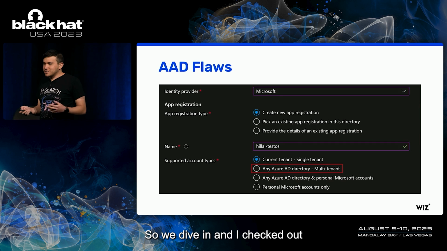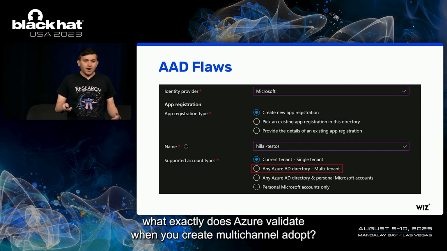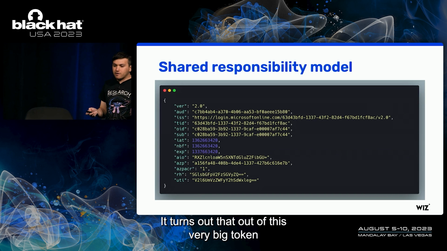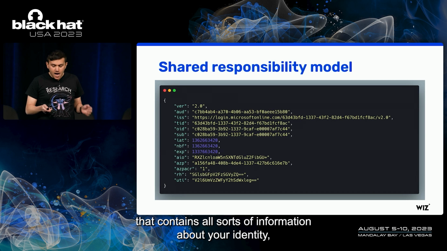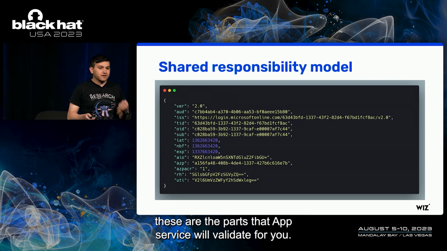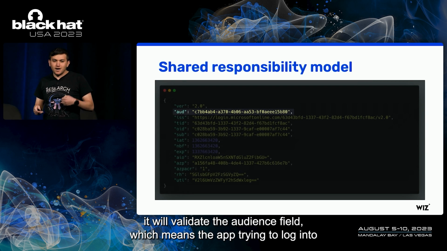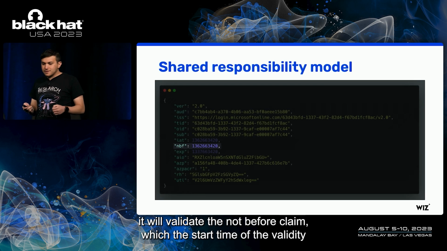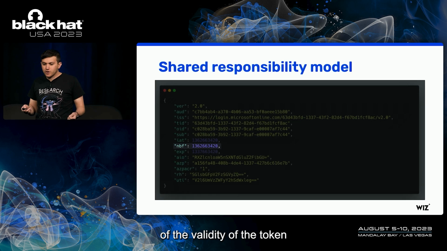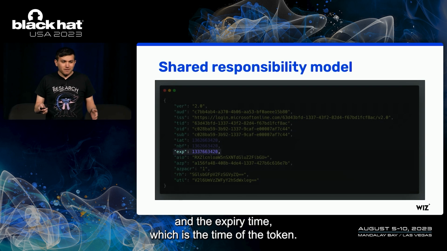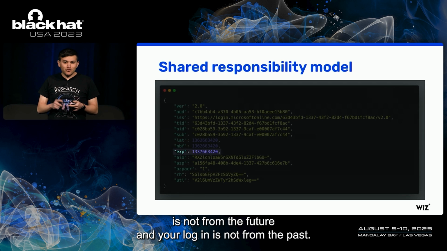So we dived in, and I checked out what exactly does Azure validate for you when you create a multi-tenant app. It turns out that out of this very big token that contains all sorts of information about your identity, these are the parts that Azure App Service will validate for you when you create an app. It will validate the audience field, which means the app that you're trying to log into. It will validate the not before claim, which is the start time of the validity of the token, and the expiry time, which is the end time of the token. Basically, it will make sure that you're logging into the right app, that your login is not from the future, and your login is not from the past.